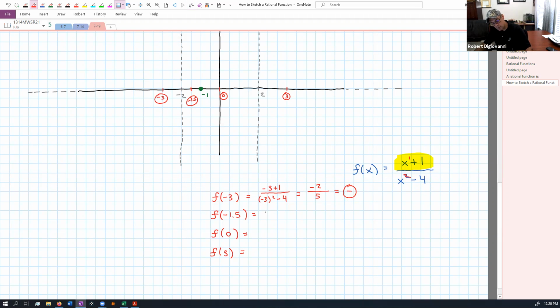If we plug in -1.5 and do that on our calculator, we should get a positive number. If we plug in 0, we'll get 1 over -4, which will be a negative number. And if you plug in 3, you're going to get a positive number. So I'm not showing all of this work. This you'll have to do on your calculator.